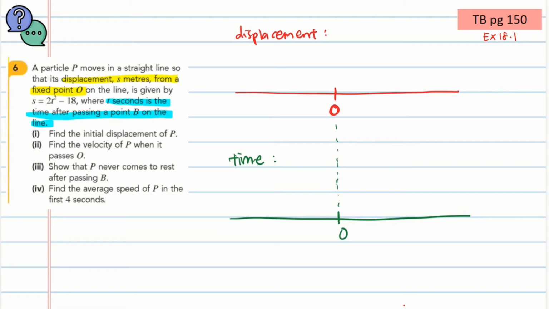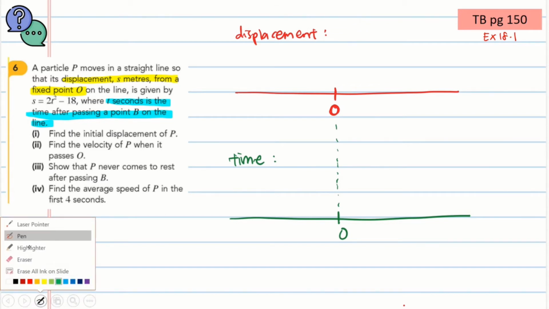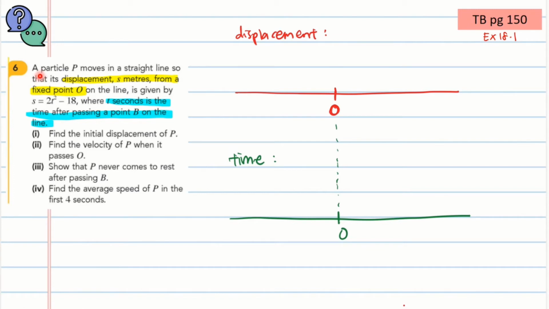Now let's challenge ourselves further by making sure that we can understand and interpret the question correctly. So let's take a look at exercise 18.1, question 6, which is found in your textbook, page 150. Let's read the question together first. It says that a particle P moves in a straight line, so that its displacement s meters from a fixed point O on the line is given by s equals 2t squared minus 18, where t seconds is the time after passing a point B on the line.